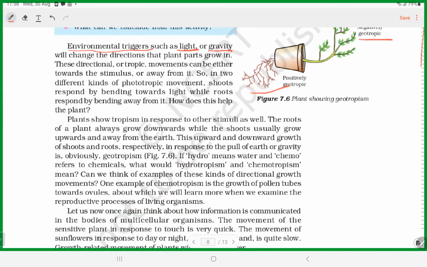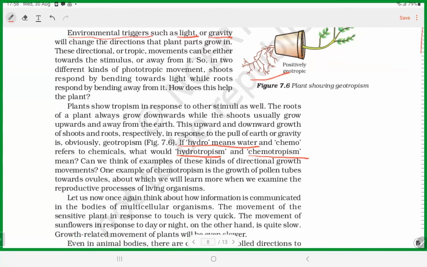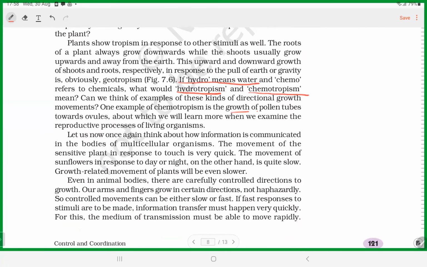And then hydrotropism and chemotropism. What is hydrotropism? Water. So root or shoot, what shows positive hydrotropism? Roots show positive hydrotropism. Shoots show negative hydrotropism. So light, gravity, water, and chemicals. What example is given for chemicals? For chemotropism, growth of the pollen tube towards the ovule. Do you remember where the pollen grain lands? On the stigma. Okay, the pollen grain lands on the stigma.